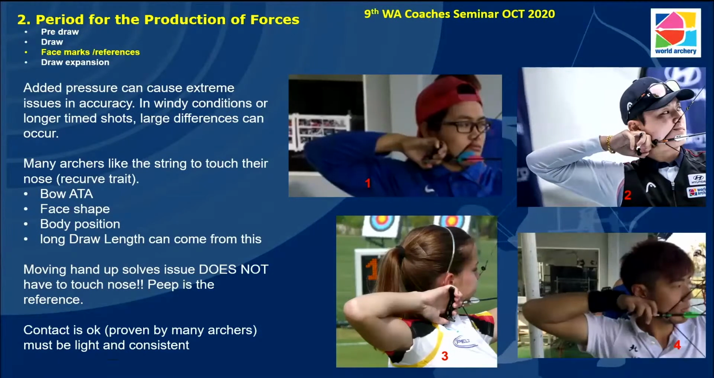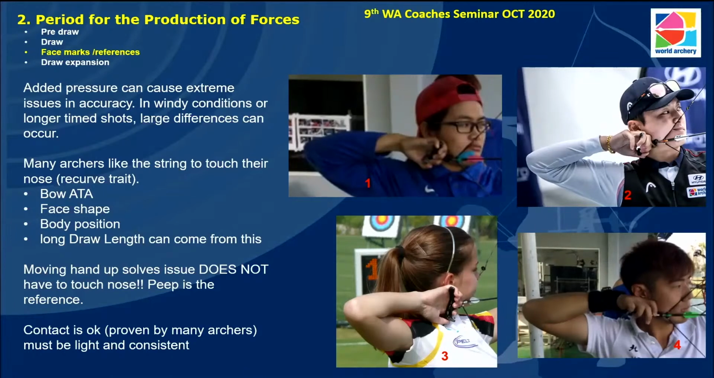Now, moving on with the production of forces, we talk about face marks and references. Obviously, you might know that as the anchor position. And with compound, there are a lot of similarities yet again. One of the big ones for me is that excessive facial pressure here can be very dangerous for you. And I've used 4 images here of athletes from around the world that I think have relatively excessive pressure on their face. So not just where their hand is anchoring, but where their string is touching.